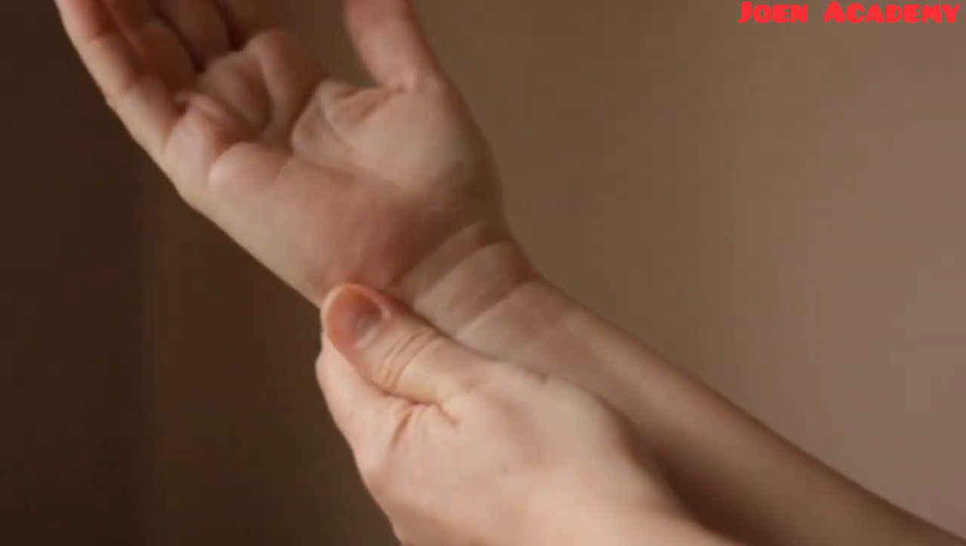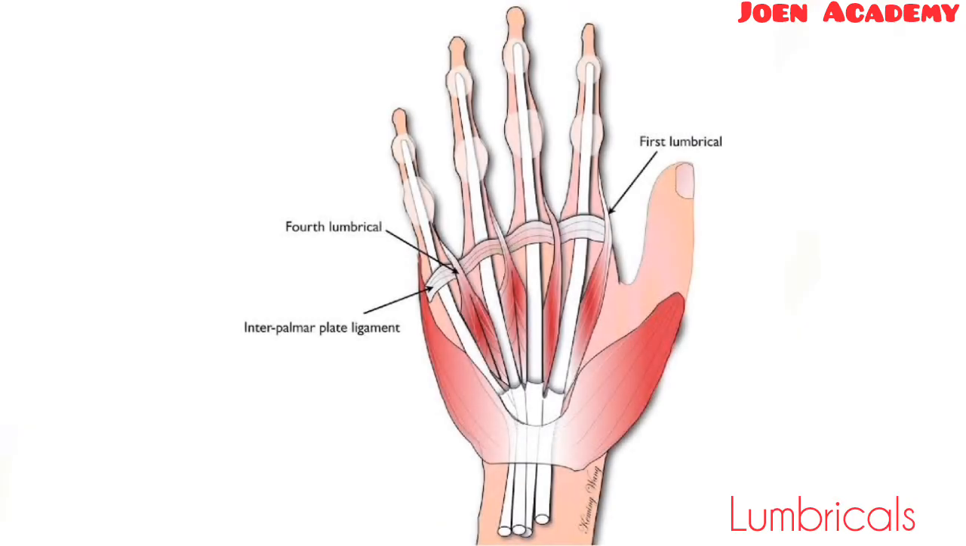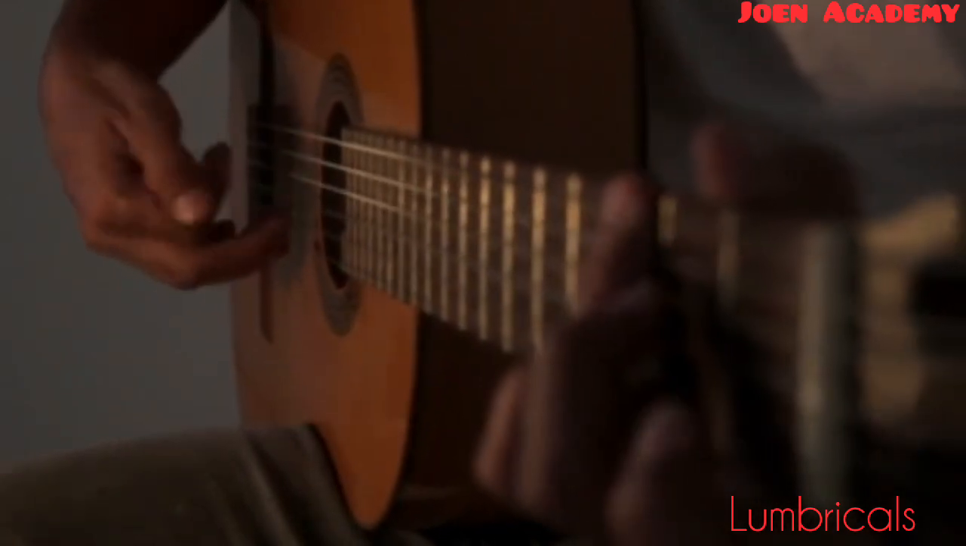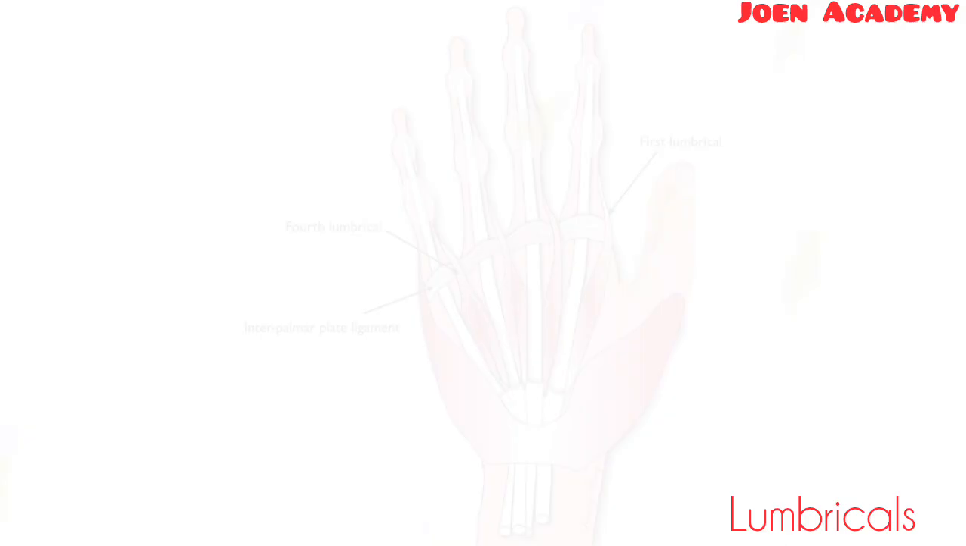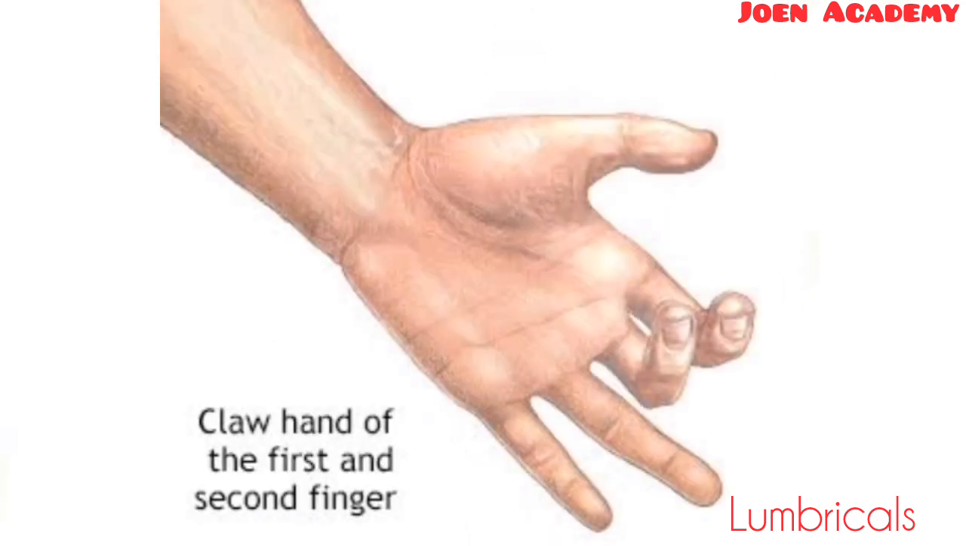The next on the list of intrinsic muscles of the hand are the lumbricals. There are 4 lumbricals in the hand. Each of them is associated with a finger. They are very important for finger movement, linking the extensor tendons to the flexor tendons. Loss of nerve supply to these muscles is what brings about the ulnar clawed fingers and hand of benediction.